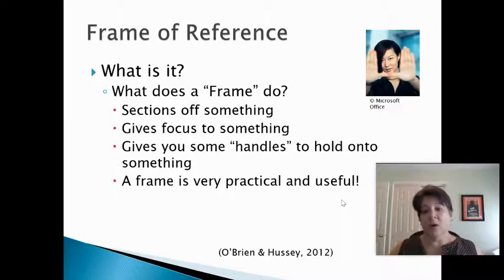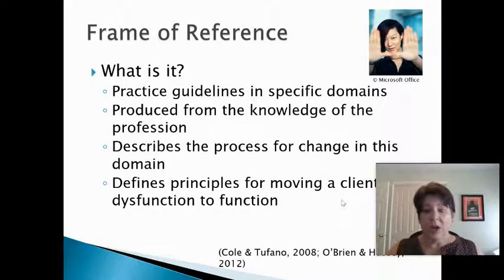Well, if you think about what a frame does, a frame sections off something and it gives focus to other things as well. It also gives you some handles for how you can hold on to something. So a frame is very practical and useful, and that's exactly what our frames of reference are. The definition is practice guidelines in specific domains, which are produced from the knowledge of the profession.